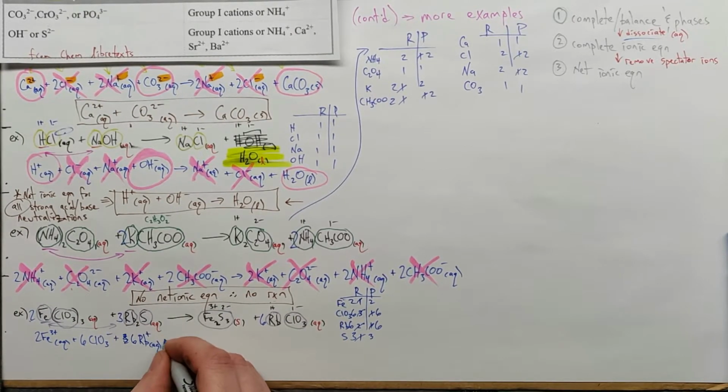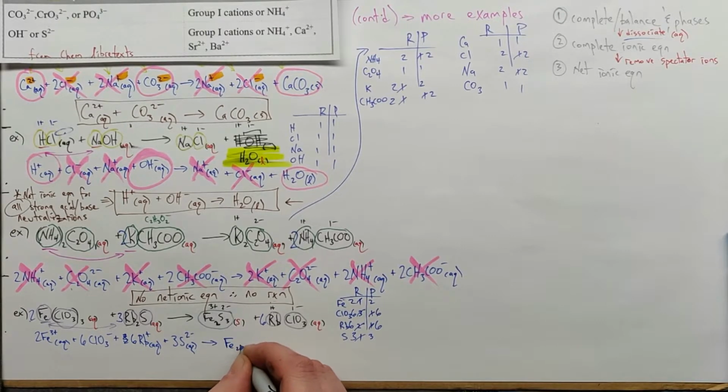We've got 3 times 2 and 3 of our sulfide ions. That's going to give us our iron 2 sulfide and 6 rubidiums.